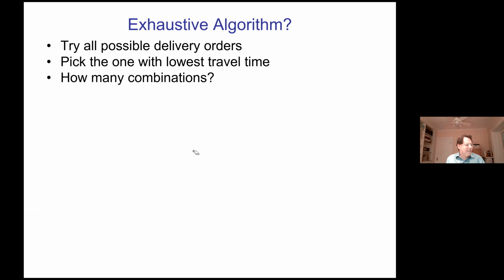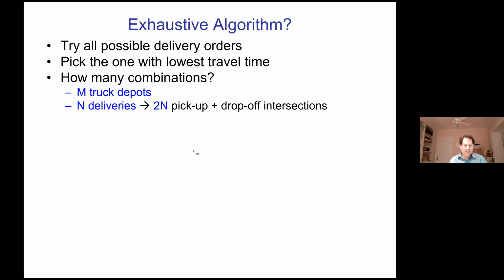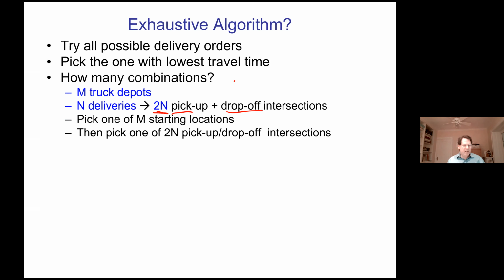And I can see people are thinking this is actually a lot. Okay. So let's see. I've got M truck depots. All right. And it is a lot. Okay. So I've got M truck depots and I've got N deliveries to make. So each delivery is actually both a pickup and a drop off. So it's actually 2N intersections. So I have to make a decision of one of M starting locations, pick my depot. Then I have to make a decision of one of these 2N pickup or drop off intersections.